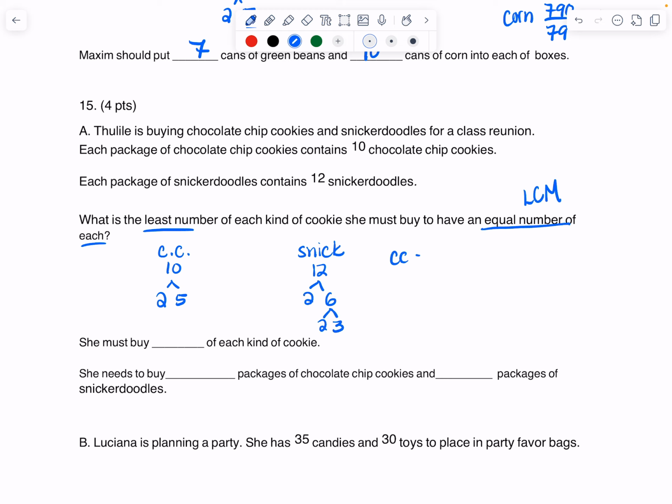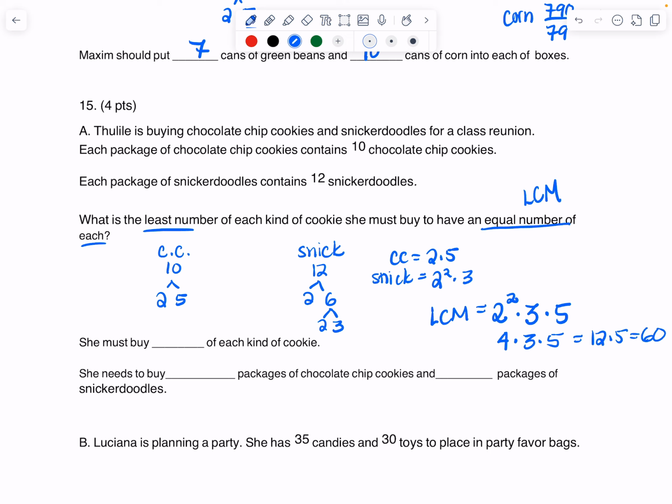So the chocolate chip cookies are 2 times 5. That's the prime factorization of 10. And the snickerdoodles, the prime factorization of 12 equals 2 to the second power times 3. Okay, so again, for the least common multiple, we have to include the largest number of each prime that we see. So I see 2's in both, so I include the largest one, which is 2 to the second. I see a 3, and I'm going to include it, and I also see a 5. So the least common multiple is going to be 2 times 2, which is 4, times 3 times 5. So I get 12 times 5, which is 60.